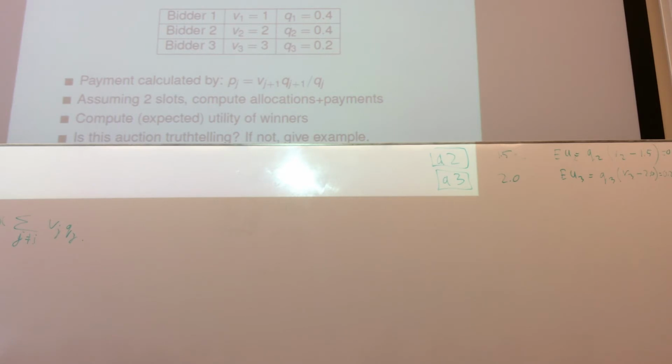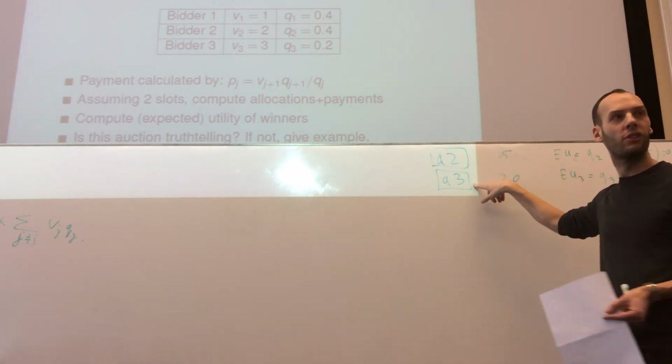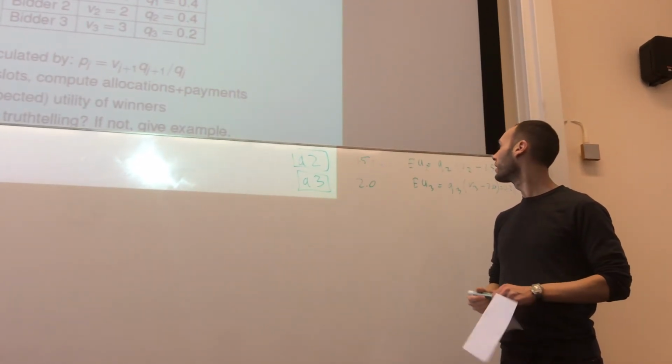If B2 goes lower, yeah. Go ahead, Shane. Okay, so let's investigate that possibility. So you're thinking agent 2, if he wins the second slot instead of the first one, he's better off. Okay, let's have a look.